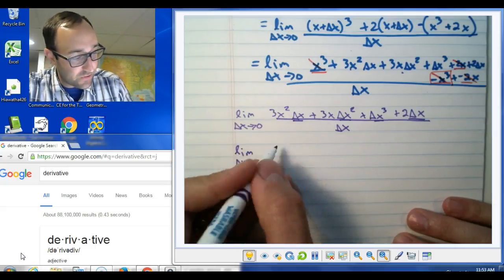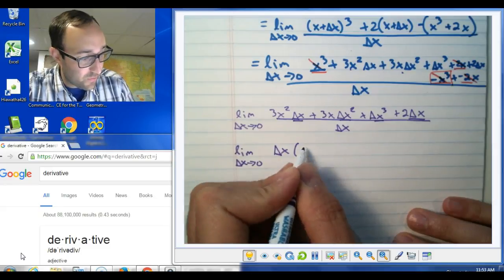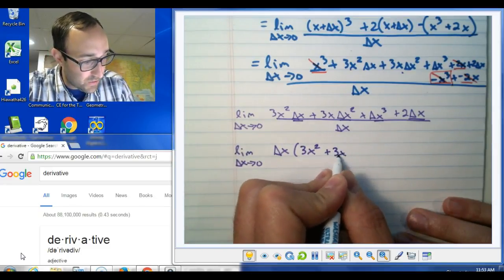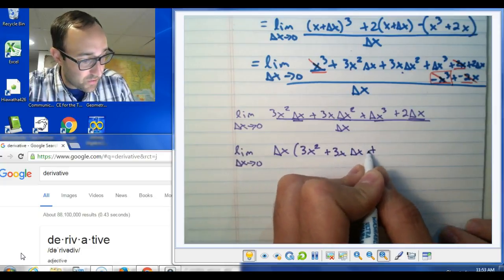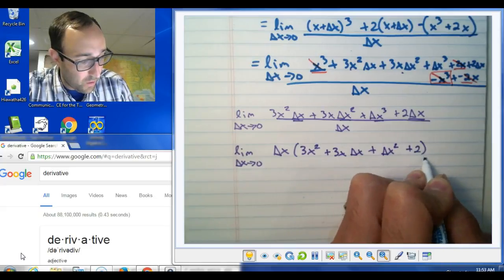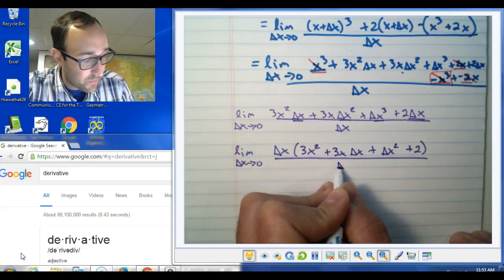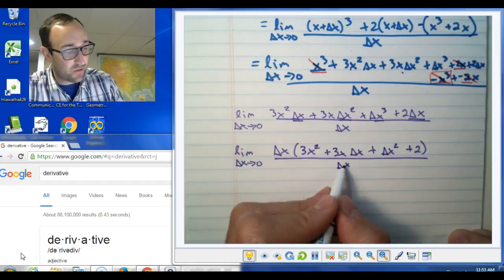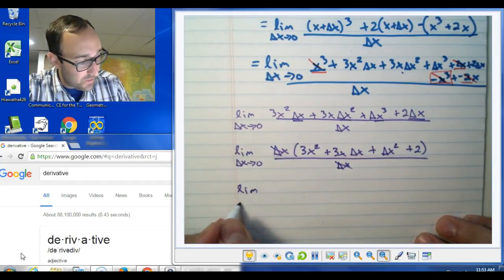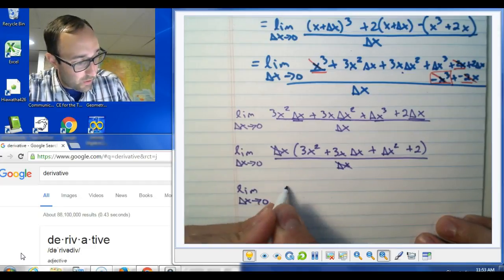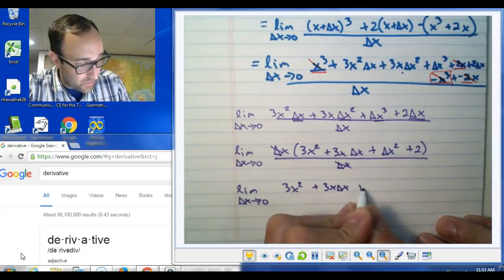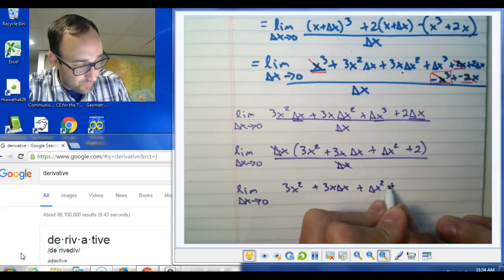So I'm going to say the limit as delta x approaches 0. I'm going to factor out a delta x from all of them. So we have delta x, and we're left with 3x squared plus 3x delta x plus delta x squared plus 2 all over delta x, right? All I did was factor this out. So if I cross these out, we're left with the limit as delta x approaches 0 of 3x squared plus 3x delta x plus delta x squared plus 2.